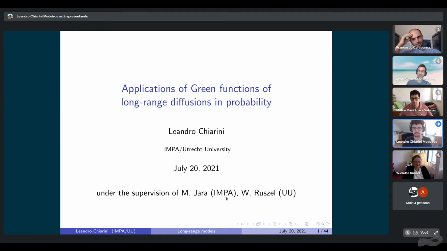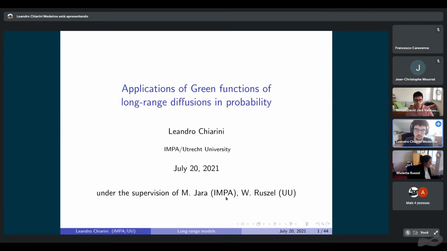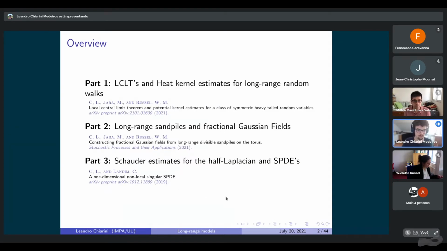This thesis is really a set of 3 projects that go in slightly different directions. They are not connected in a single thread, but they are all examples of long-range diffusions, and we use Green functions to study all of them in different ways. Before I set up each of those parts, those are the 3 articles that we're using for this thesis. The first 2 are with Milton and Wioletta, and the last one is with Claudio.